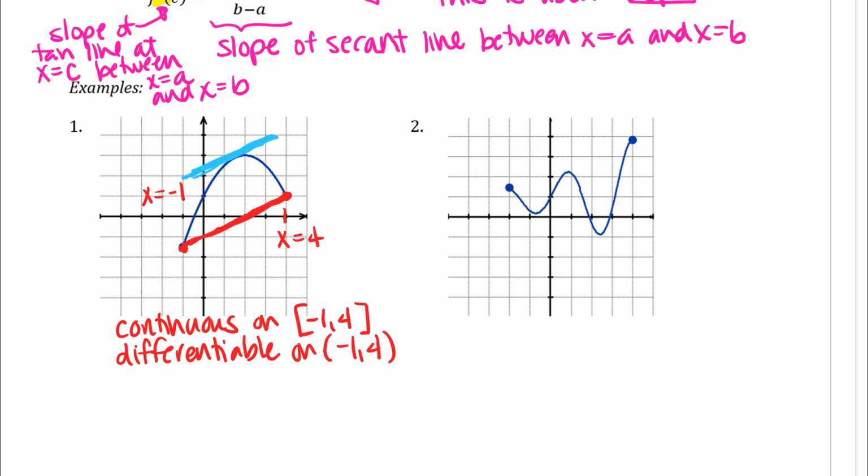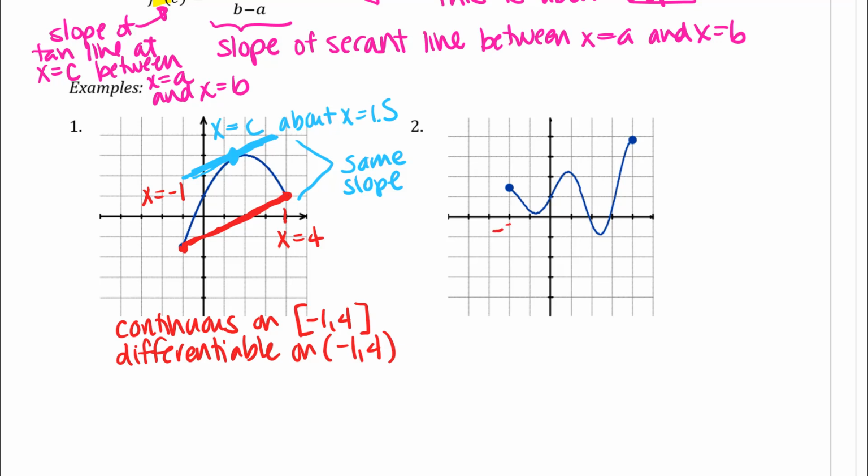So I just visually estimated here two lines that appear to be parallel, so they have the same slope. And I've got that secant line that I started with, and so that point at which that line is tangent to the curve would be our x equals c. And so visually I can estimate that here to be at approximately 1.5. And so I've got slope of tangent line equals slope of secant line at least one point between x equals -1 and 4.